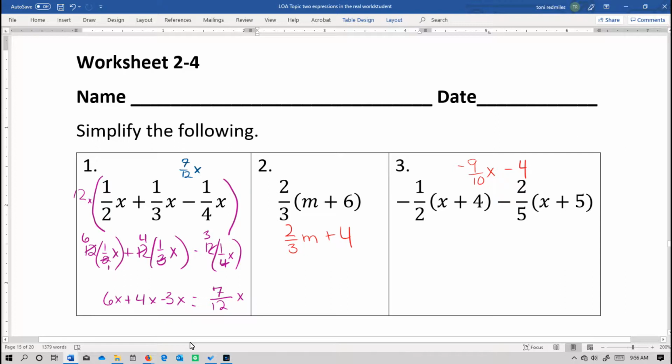But this is a way that I've seen students do it. These are the two most common ways I've seen in class, and they both will give you the same number, so you can do it either way. All right, and this one I have to distribute.